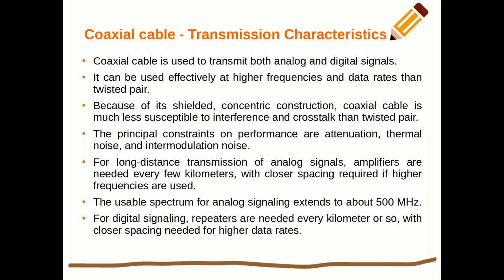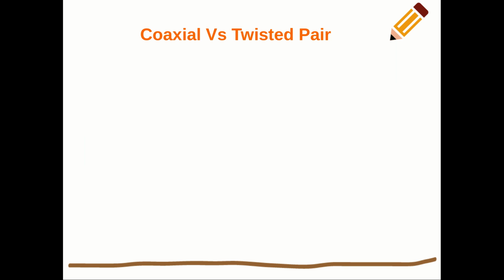And if you want a higher frequency to be used, then repeaters, that is amplifiers, have to be placed very closely. For digital signals, similarly, we have repeaters needed every kilometer or so, with closer spacing needed for higher data rate. Just like a higher frequency, we need closer spacing of amplifiers. Here for higher data rate, we have to place them nearby. Anyway, it provides better spacing between the repeaters compared to twisted pair. That is about coaxial cable, its application and its transmission characteristics.